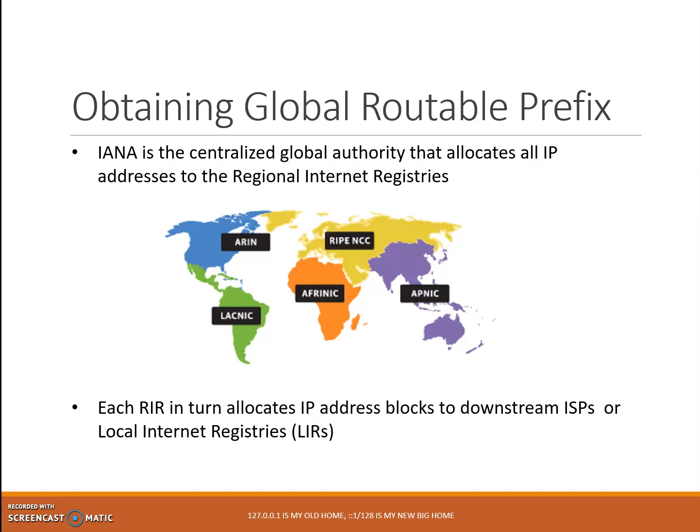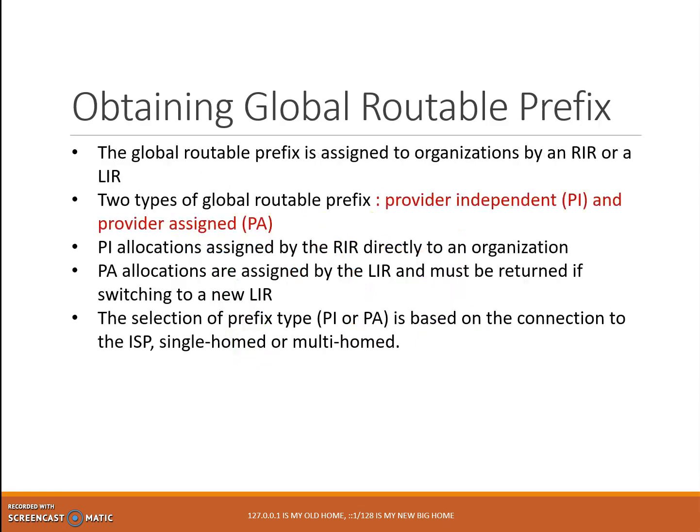Now, each RIR in turn allocates IP address blocks to ISPs, or what we call Local Internet Registry, LIR. So we can obtain this global routable prefix either from an RIR or from an LIR. Global routable prefix allocations are of 2 types: provider independent, PI, and provider assigned, PA.